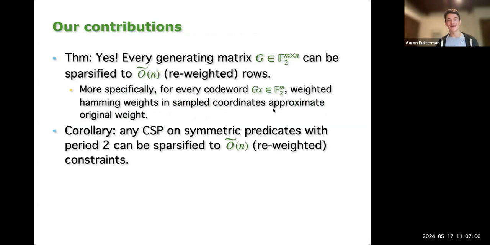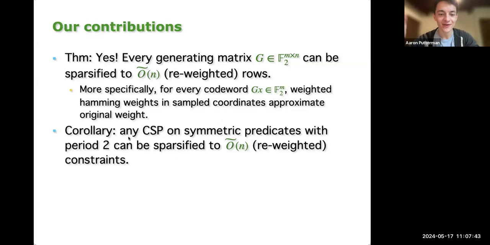The main theorem that I'll try to give you intuition for in the last little bit of this talk is that, yes, this is actually a general phenomenon. In general, every generating matrix G can be sparsified to a reweighted subset of the rows of near linear size. So in particular, what this is saying is that for every code word, there's some same set of coordinates that we can subsample and possibly increase their weights, such that on this subsampled set of coordinates, the weight of every code word is preserved to a 1 plus or minus epsilon multiplicative factor.